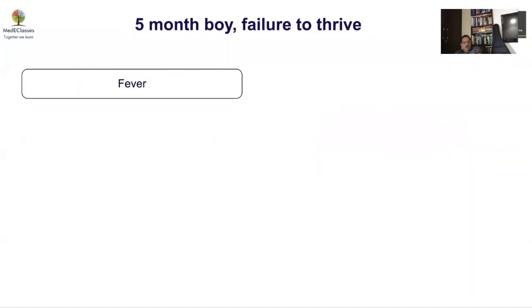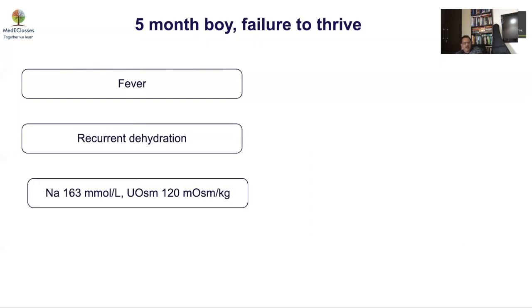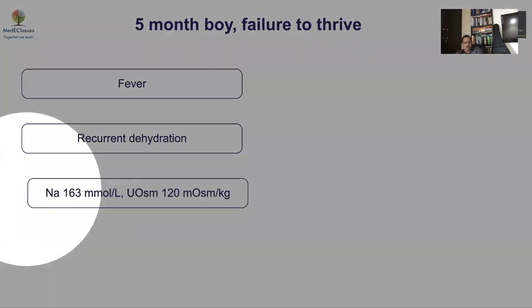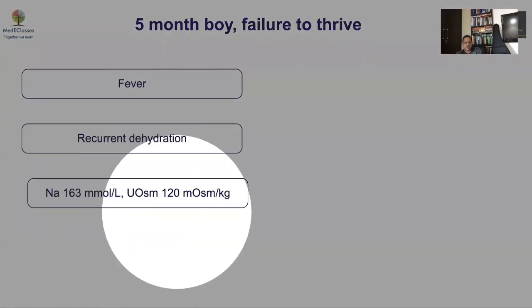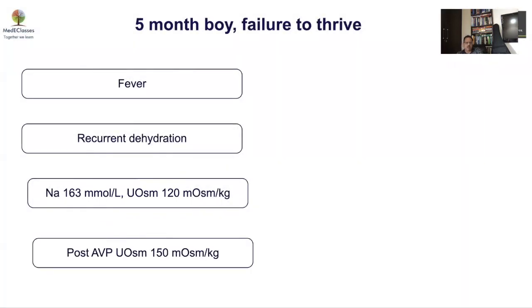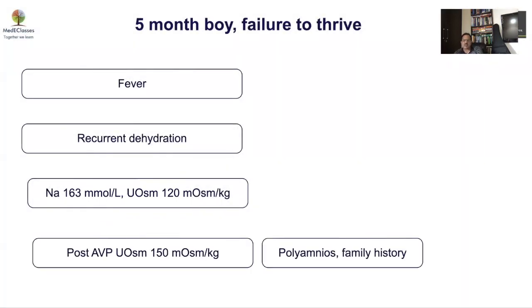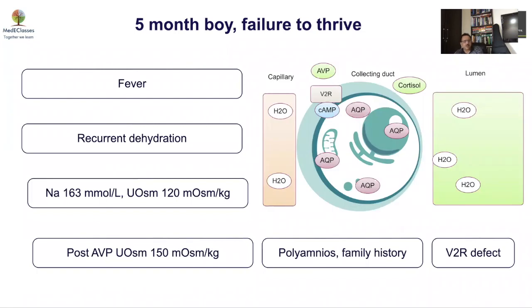A 5-month-old boy with failure to thrive, fever, recurrent dehydration, high serum sodium, low urinary sodium. This is suggestive of diabetes insipidus. There is no increase post AVP. So this is a classical case of nephrogenic DI. There is a family history in the maternal uncle. There is polyhydramnios. So this was a vasopressin receptor defect.